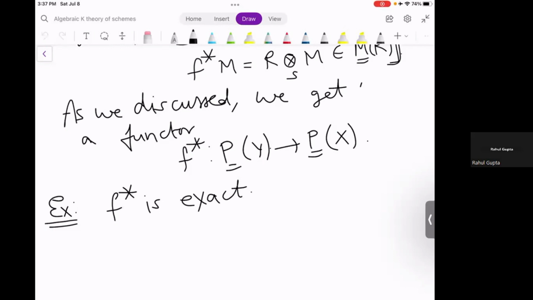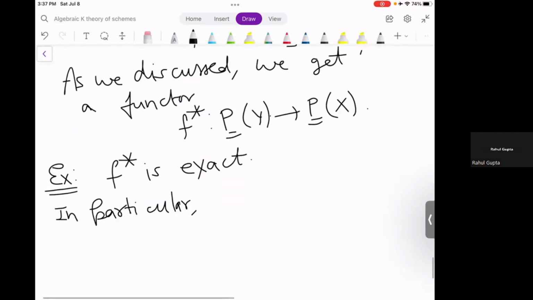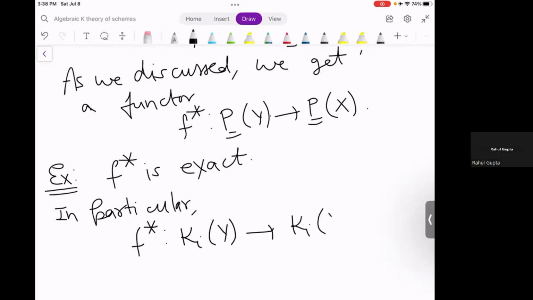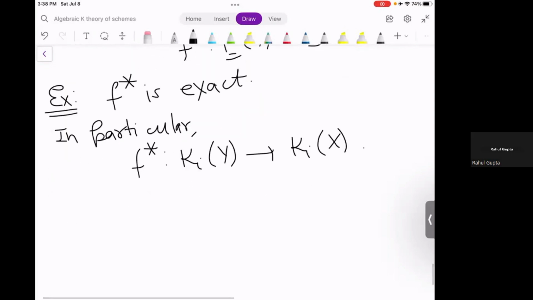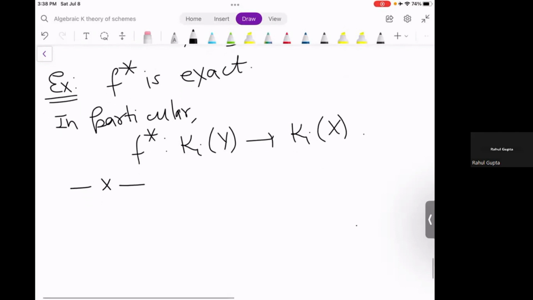So in particular, let me write, yeah, this is an exercise. And I said I will assume a lot of algebra, geometry, commutative algebra, unfortunately. So in particular, we get a pullback morphism K_i(Y) to K_i(X). That's good. Okay, everyone with me? Partially with me? So this at least says that, okay, I have pullbacks on K theory. On K groups, I do have pullback. So one can ask me what happens.